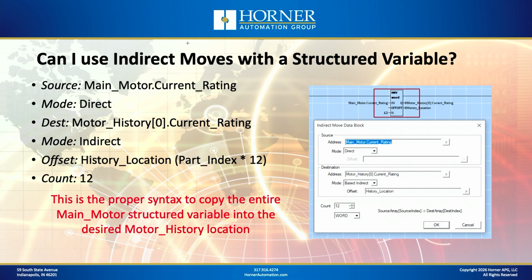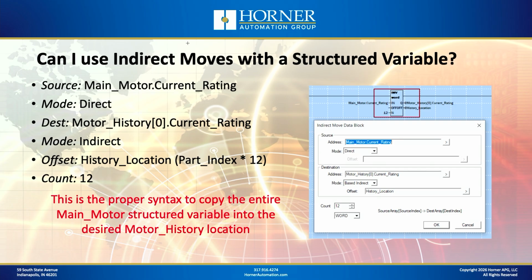Okay, so again, our source is main motor dot current rating because that's the first variable within the structure of the source. Our destination is motor history 0 dot current rating because that's the first variable within the destination. And then our offset isn't the simple part index, but we had to calculate it using another variable called history location, where we took the part index multiplied by 12 outside of this function block, of course, to come up with history location, so we got the proper word number that is our offset. And then our count is not 1 or 7, it's 12 because we're moving 12 words.